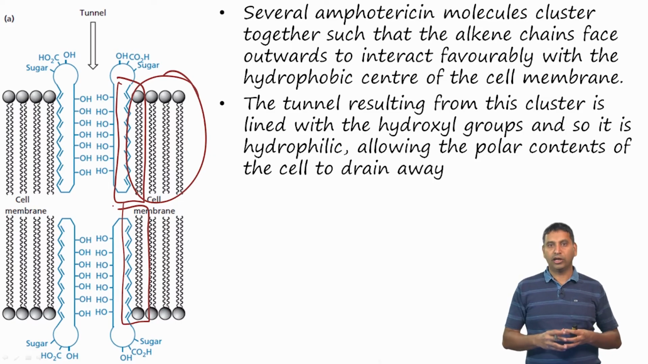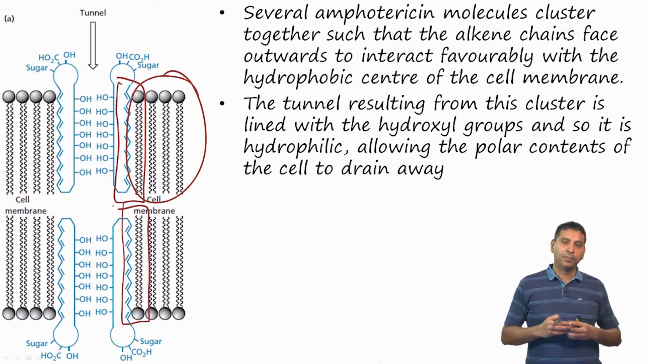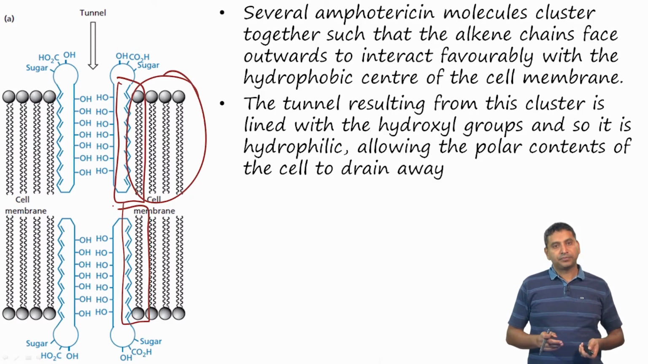And in the process, it can form some sort of a tunnel, and this tunnel resulting from this cluster is lined with hydroxyl groups. And so, what can happen is that it allows the polar contents in the cell to drain away. And once this is drained away, it causes ionic imbalance, which can lead to cell death.